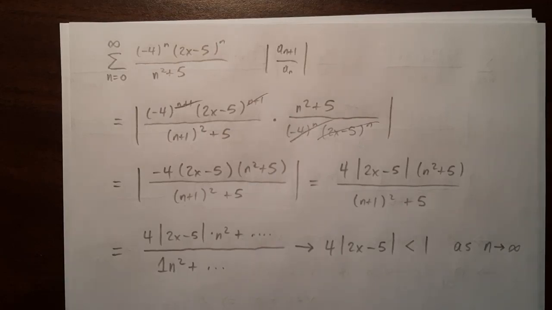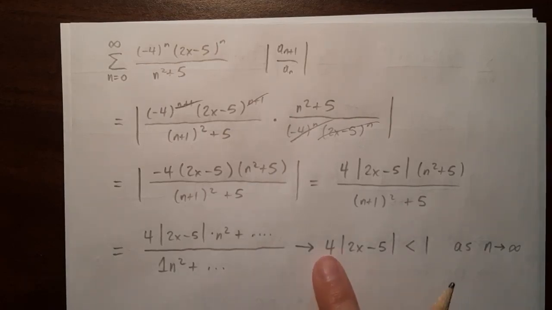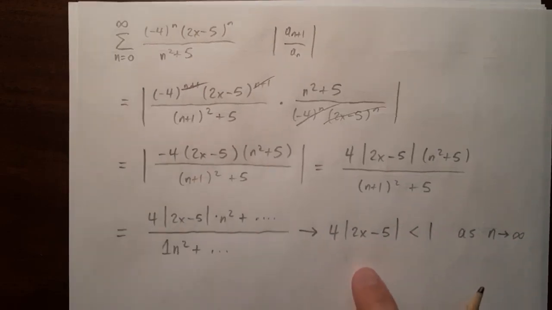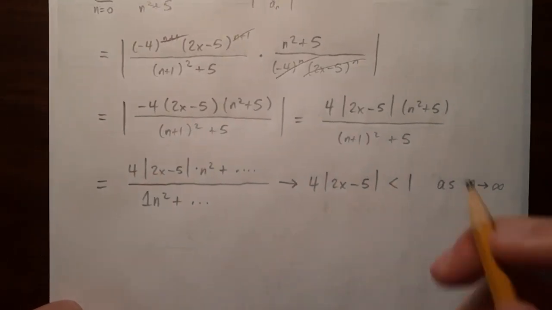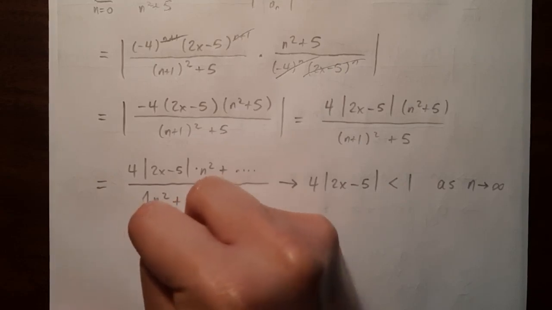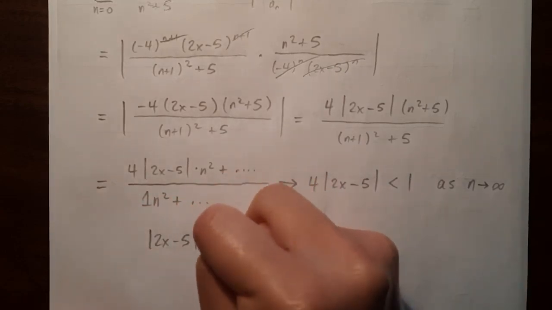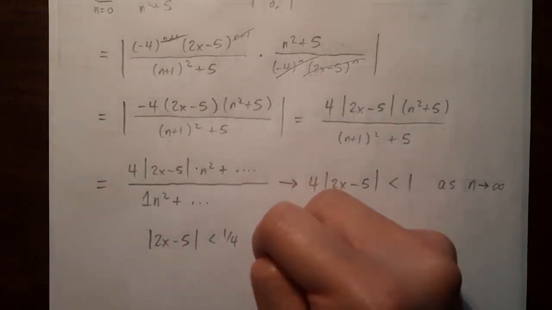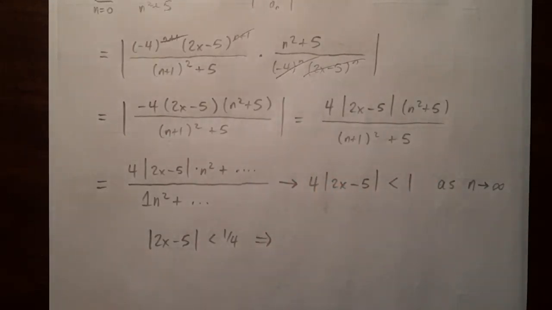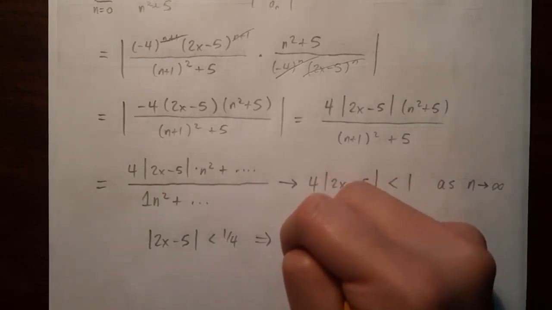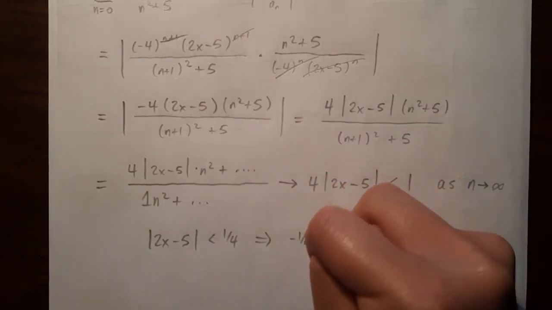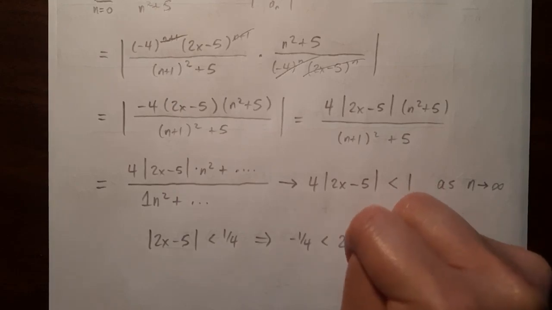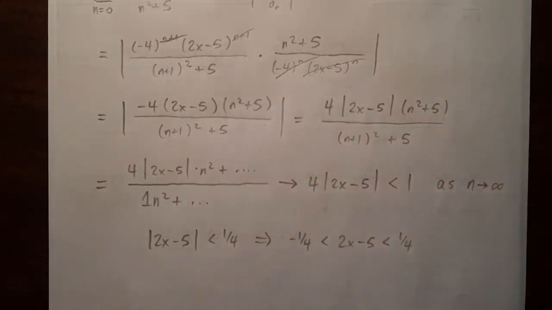All right, so let's solve this thing for x. So step 1, I think, is pretty clear: divide by 4. So divide both sides by 4, and I'm going to get the absolute value of 2x minus 5 is less than a fourth. All right, next step, undo the absolute values. So turn this into a double inequality. So we have minus a fourth is less than 2x minus 5 is less than positive a fourth.